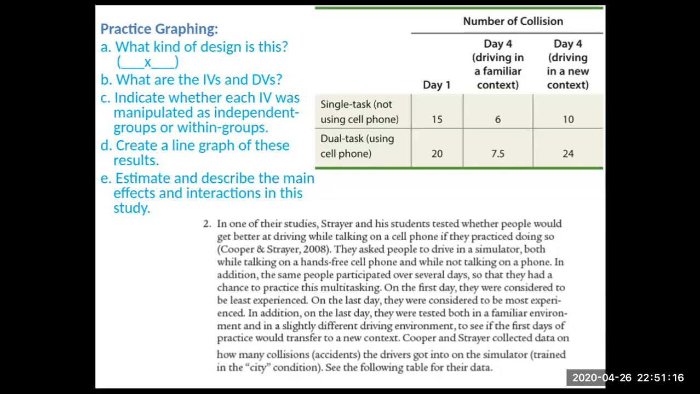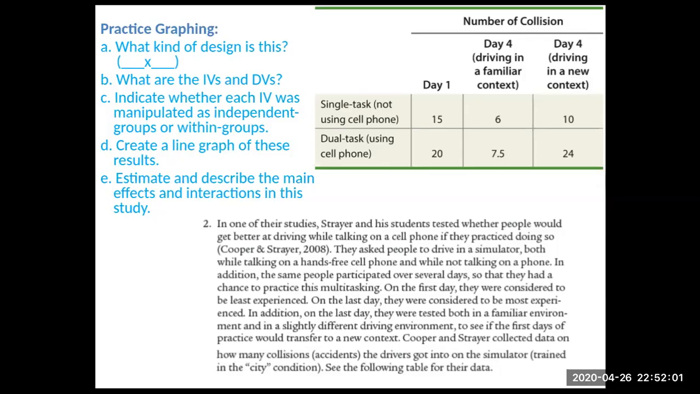So indicate whether each IV was manipulated as independent between groups or within groups. Normally, when we have a factorial design, we have a between subject design, which means both IVs were between subjects. We have a within subject or within groups design, where everybody does everything. Or we could have something we call a mixed design. And a mixed design means that one independent variable is manipulated between subjects so that people are in only one group or the other. And the other one is manipulated within subject. So everybody does everything for that variable.